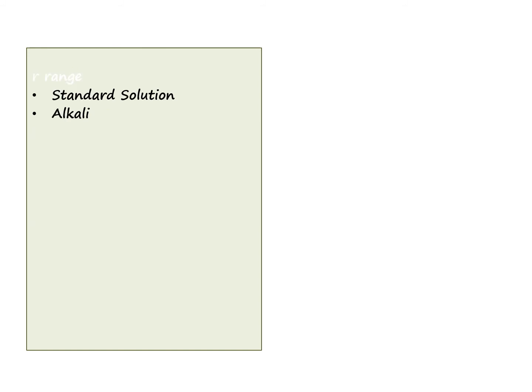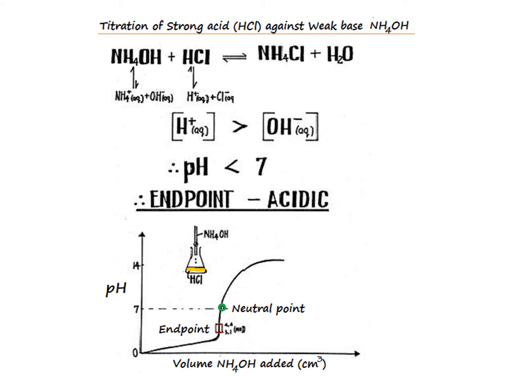First, you need to know what is a standard solution. A standard solution is a solution with a known concentration. Then you also need to know what is an alkali. An alkali is a soluble base. This is an example of a titration reaction. The titration of a strong acid HCl against a weak base, ammonium hydroxide.